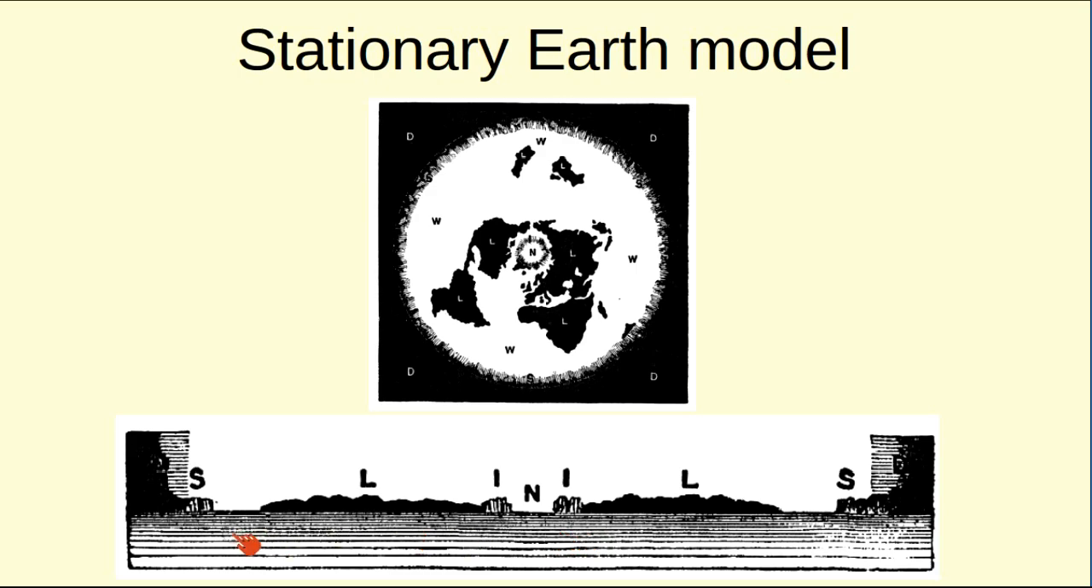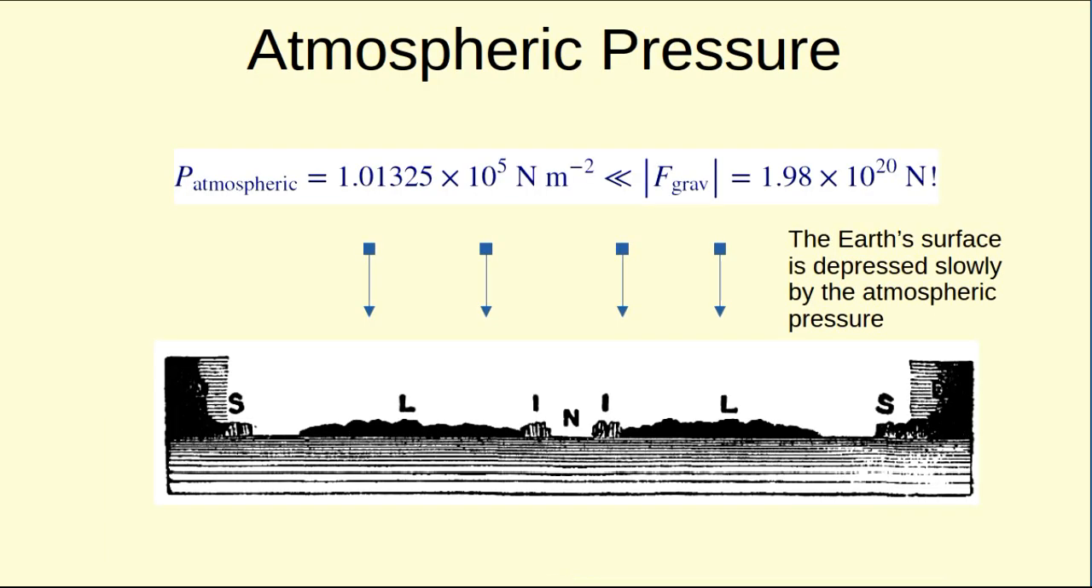And then of course this is all water here, and water underneath the Earth. So the atmospheric pressure of 1.01 times 10 to the 5 newtons per meter squared is a lot less than the gravitational force, as we calculated in the first section. What happens here is it's theorized that the Earth's surface is depressed slowly by the atmospheric pressure.